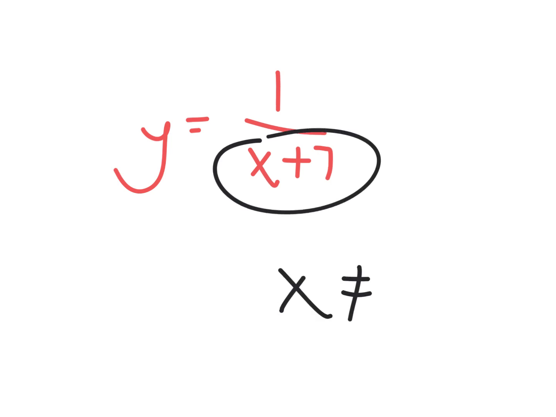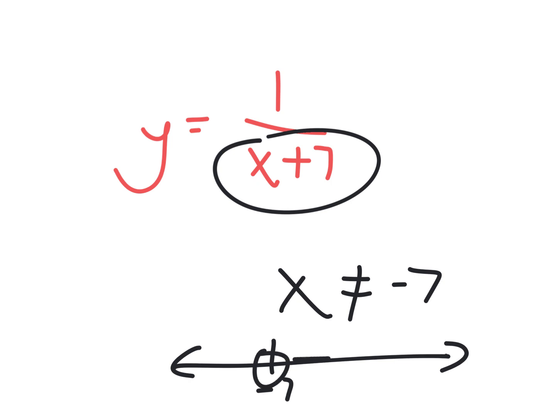Okay? If I give you a problem that has a denominator like this, you go, oh, you're saying x cannot be -7. Yep, that's the domain for that one. You could put in anything else you want. The only thing that won't work is -7.